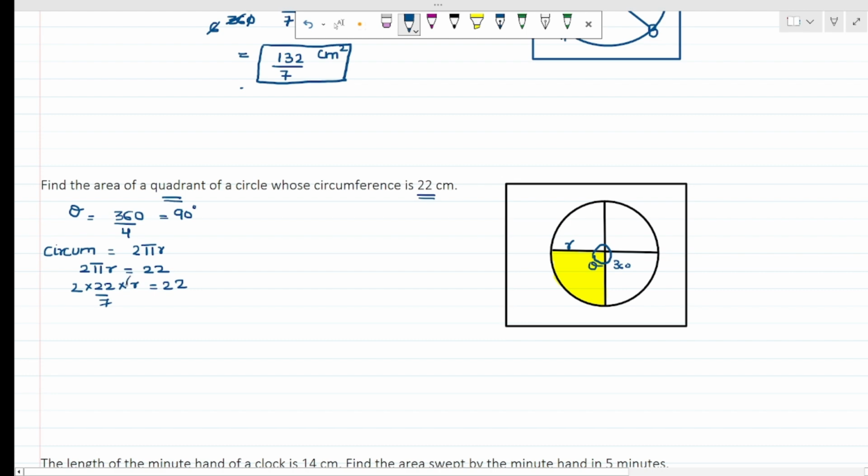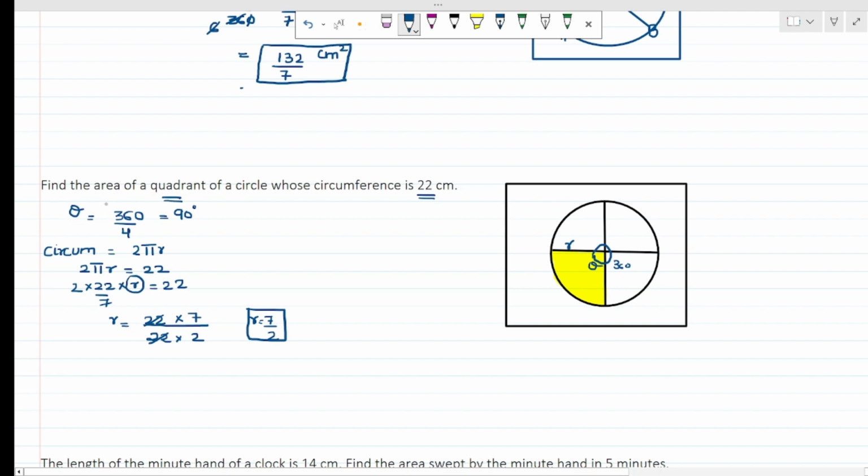Now I need to know this r. What will be the equation? r is equal to 22. Now this 7 is in the denominator, it will get into the numerator, and this 22 and 2 will also get into the denominator. This 22 is getting cancelled. So your r is equal to 7 upon 2. So I got my r, which is equal to 7 upon 2.